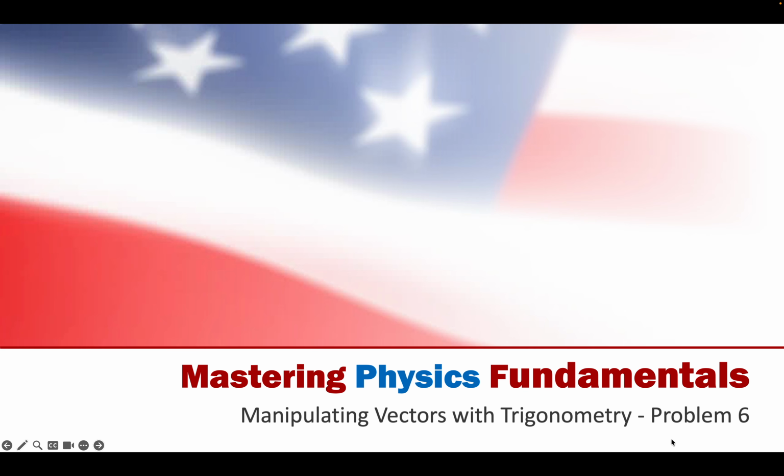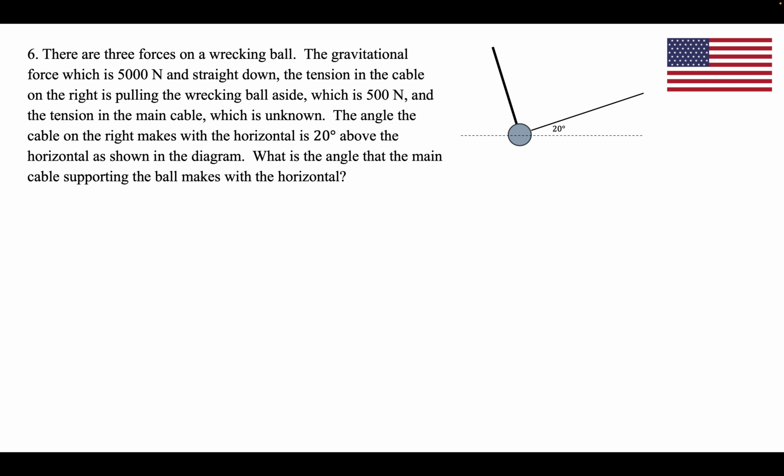This is problem 6 on the Manipulating Vectors with Trigonometry worksheet. We have a wrecking ball hanging from a supporting cable, the thick one, and there's a side cable on the right that's pulling it out and supporting it at an angle of 20 degrees. The three forces on the wrecking ball are gravitational force straight down, the tension in the supporting cable, and the tension in the side cable.